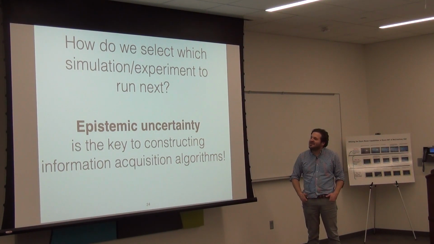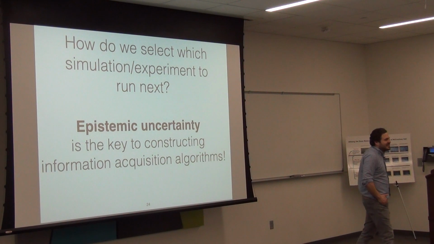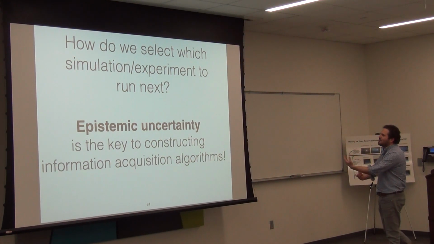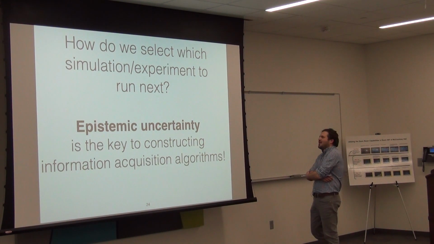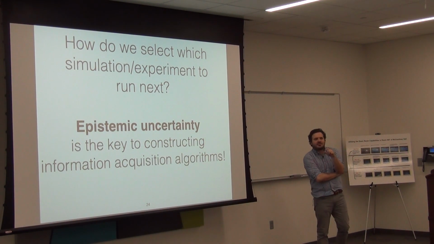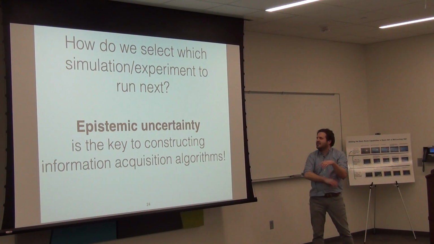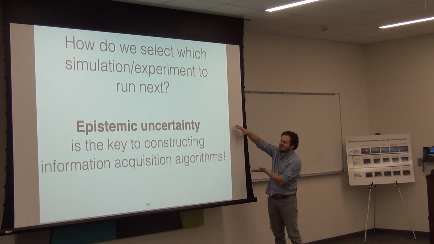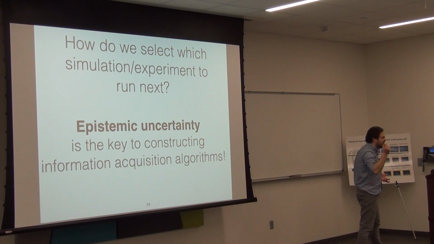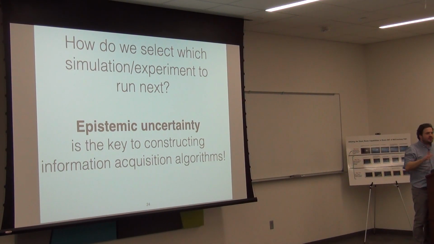All right, now that we know what the epistemic uncertainty is all about and how we can propagate it through quantities of interest, let's ask the following question. How do we select which simulation or experiment to run next? And this is the key: use epistemic uncertainty to construct information acquisition algorithms. This is the key. And I'll give you two ideas.